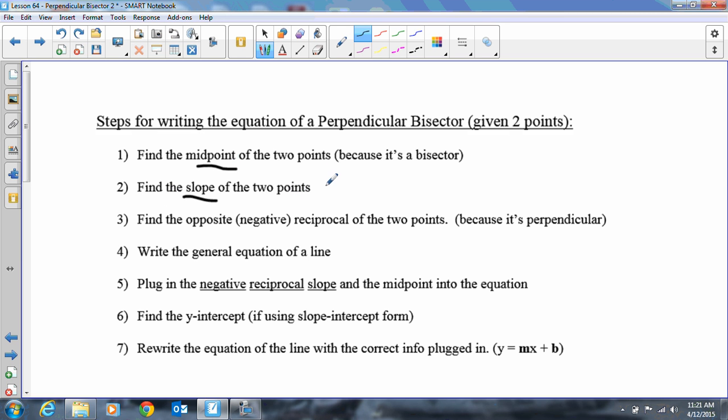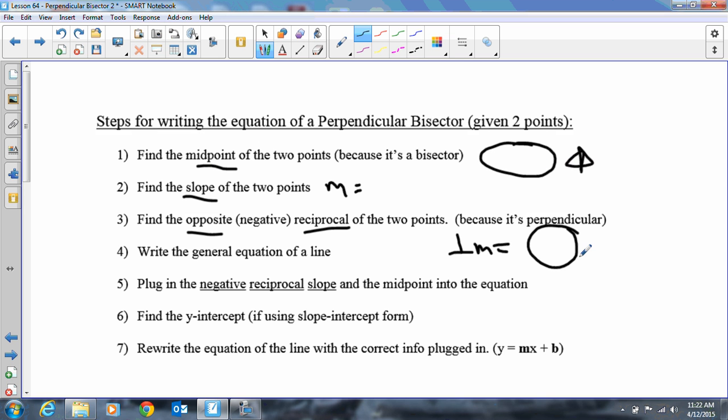You're going to find the slope of the 2 points they give you, but once you find that slope, that is not the slope you're going to use in your equation. You're then going to need to find the opposite reciprocal of that slope, because you're going to want to use the perpendicular slope. So whatever your perpendicular slope is and whatever your midpoint is, these 2 pieces of information right here are going to go into your equation of a line. You're going to need the midpoint and the opposite reciprocal slope.